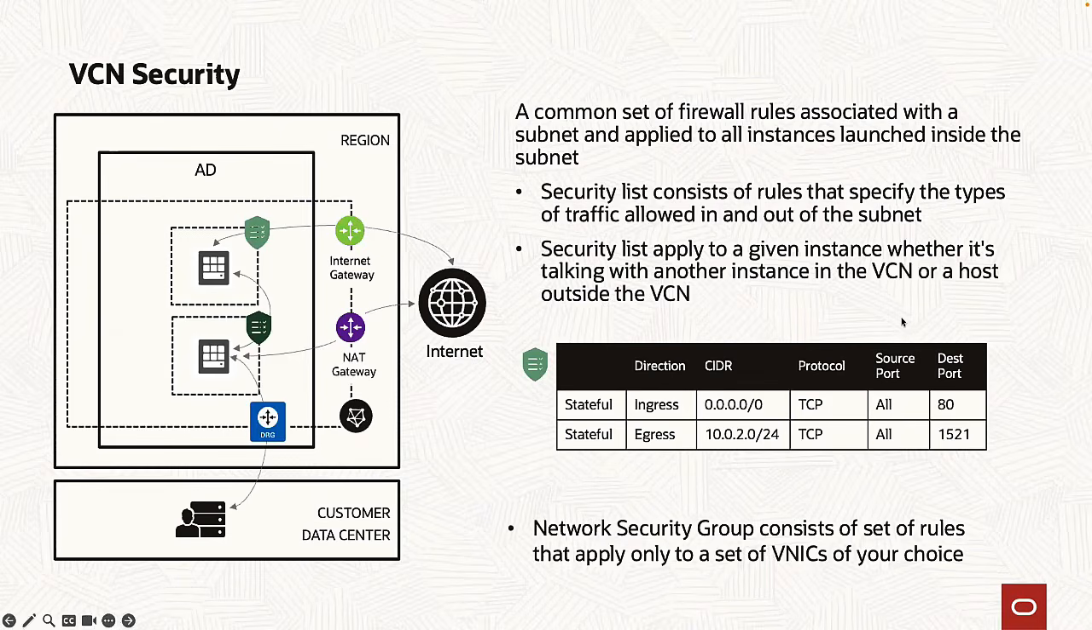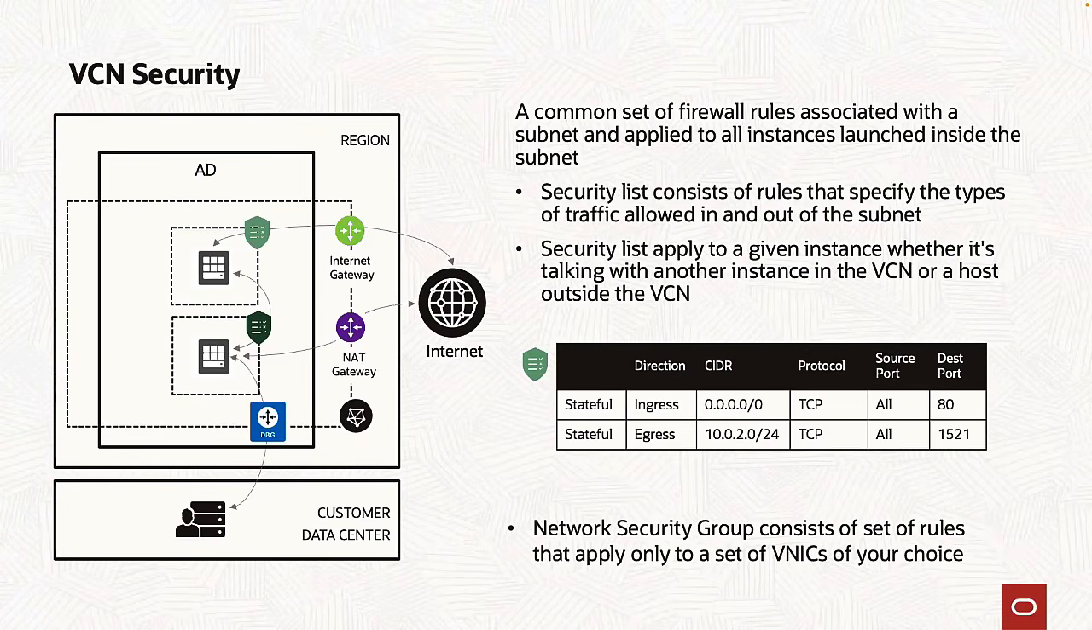Now, in contrast, we have something called a network security group. We often abbreviate this as NSGs. These network security groups are a set of rules applied at the VNIC level, the virtual network interface card level, and apply to only a set of VNICs of your choice in a single VCN. For example, if you have VNICs that belong to a set of compute instances that all have the same security posture, you would simply add the VNIC or VNICs of interest to the network security group, and any VNICs added to that group are going to be subject to that group's security rules.